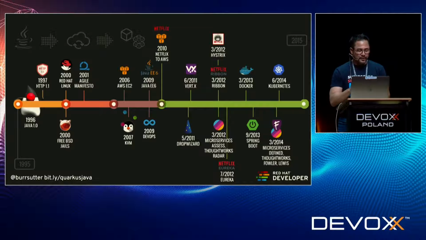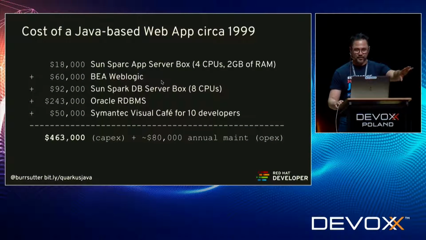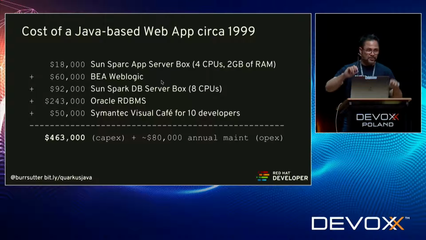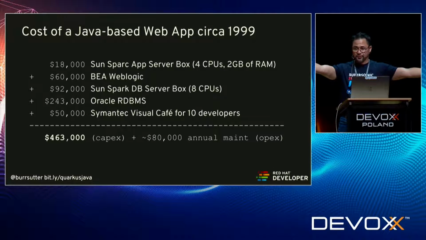Now, here's the thing to really understand about it. You know, if you're back here with this world where you have $500,000 spent on an application server, and database server and database engine, and of course, BEA WebLogic and Symantec Cafe. This was fine. This was awesome. This is how most of the big enterprise applications run today.